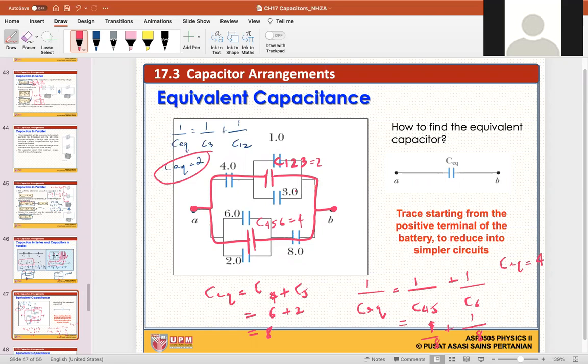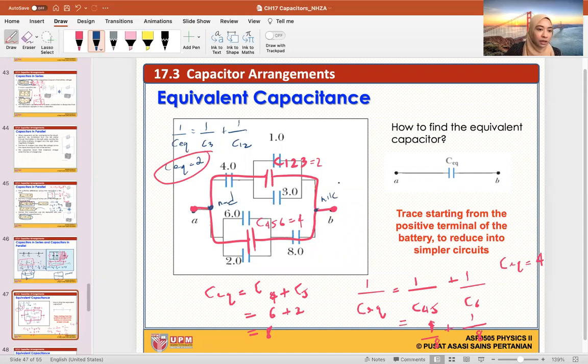Parallel, parallel, parallel, right? Because they meet the same points. If this is me over here, and this is Nick over here, they meet us both. So C123 meets Nat and Nick, and C456 meets Nat and Nick. So we can say they are in parallel. For parallel, we can just add them together. C equivalent, which is the C total for the whole circuit, is equal to C123 plus C456.